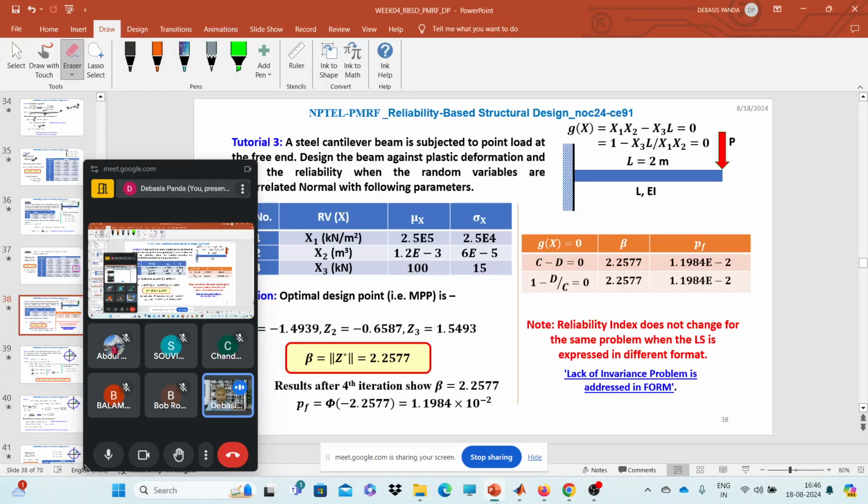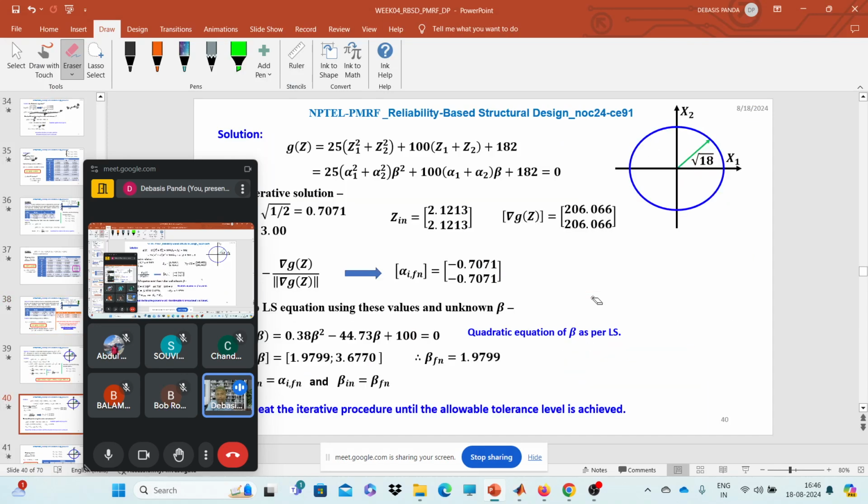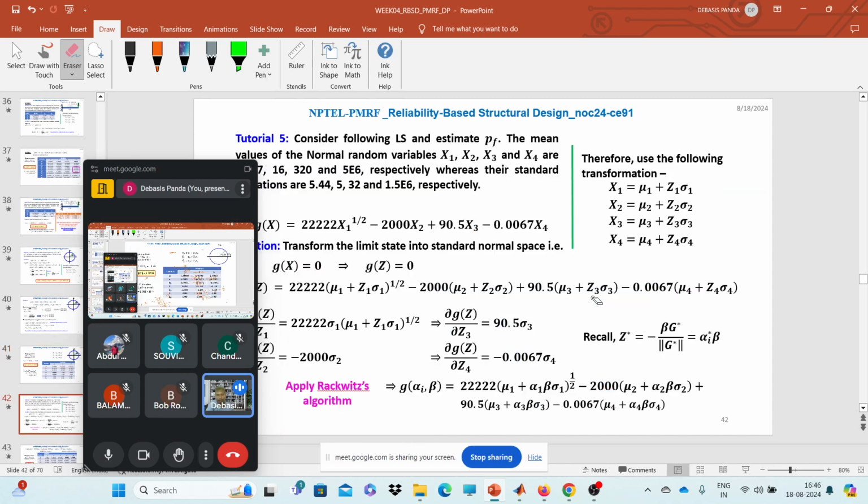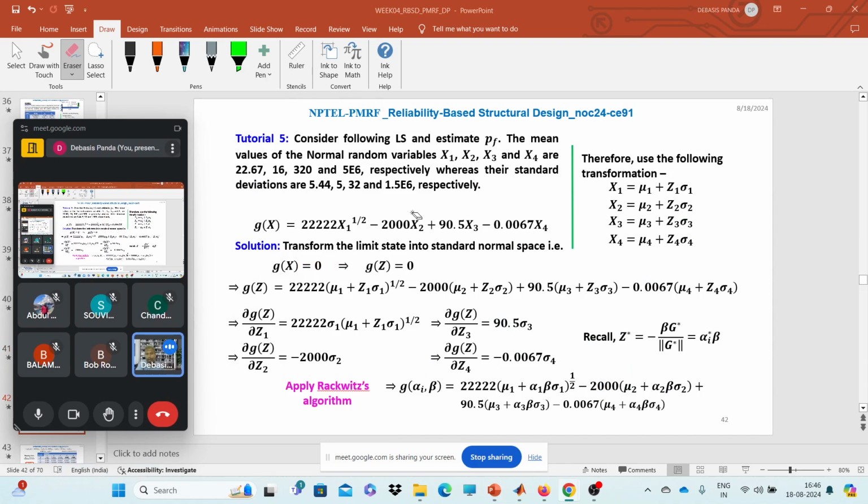So we can solve different problems. Whatever problems are here in the PPT, we can solve them, like this problem that we have solved. Now look at this problem. We have 4 random variables. This is the limit state function. So our goal is to find the final points. How can we find them?